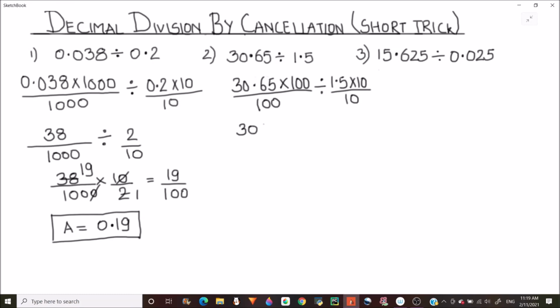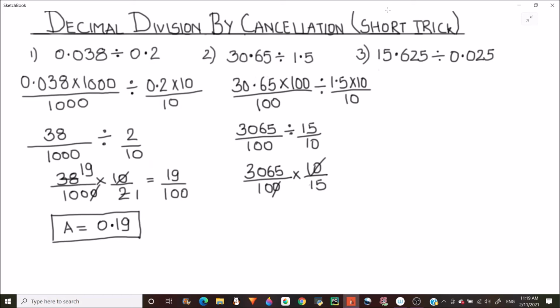Our question will become, this decimal point is removed. So this will be 3065 over 100 divided by 15 over 10. Now we can do the fraction division as 3065 over 100 times 10 over 15. So this 0 gets cancelled with this 0.